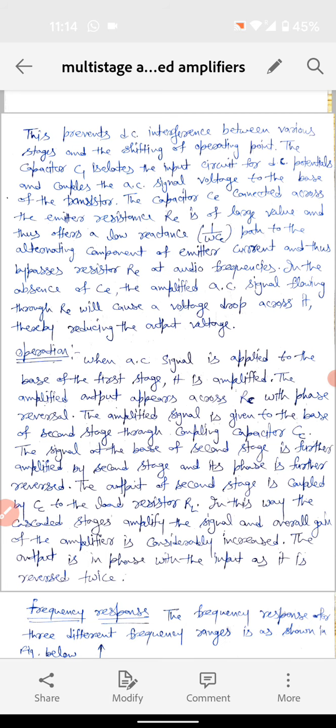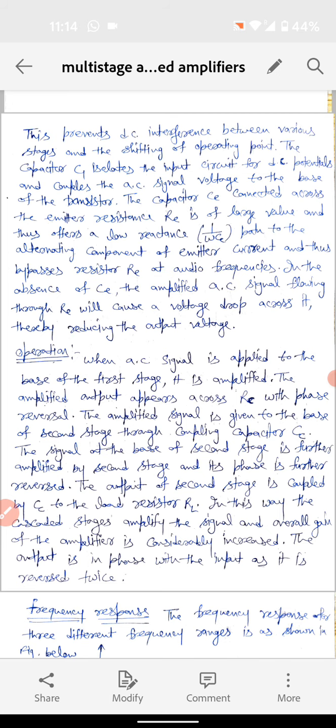Then this amplified signal is given to the base of the second stage through the coupling capacitor CC. The signal at the base of the second stage is further amplified, and its phase is further reversed. The output of the second stage is coupled by the CC to the load resistance RL, and in this way the cascaded stages amplify the signal, and the overall gain of the amplifier is considerably increased, which theoretically is the multiplication of both these two stages. The output is also in phase with the input as it is reversed twice.